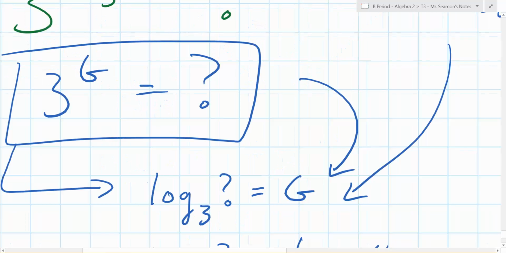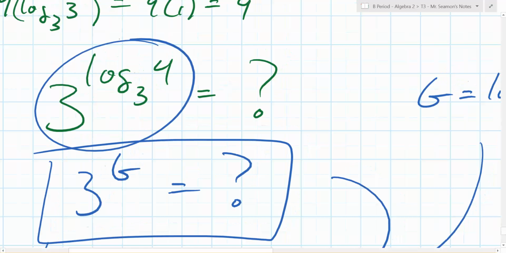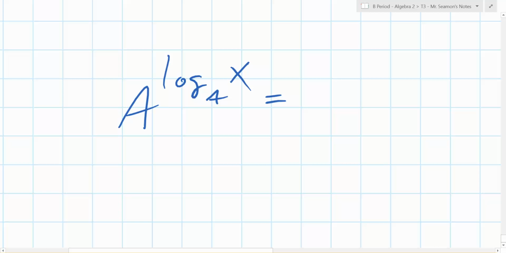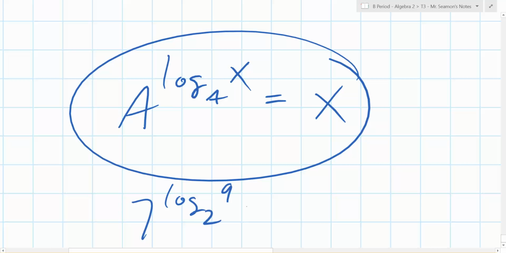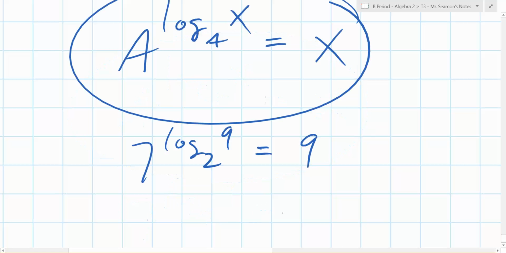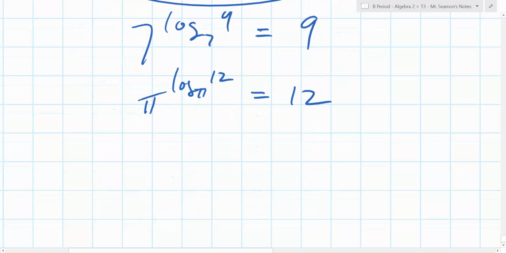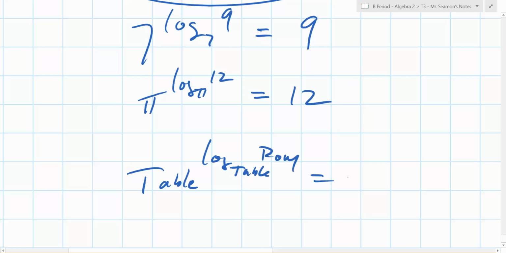Let's go back up here. Here's the key thing. See this right there? What's that special rule? A to the log base A of x is always equal to what? X. Is always equal to x. Cool. So 7 to the log base 2 of 9, what does that equal to? 9. Pi to the log base pi of, oh, sorry, this is supposed to be 7 right there, sorry. Log base pi of 12. What does that equal? 12. Exactly. So this is the special rule: a to the log base a of x is equal to x.